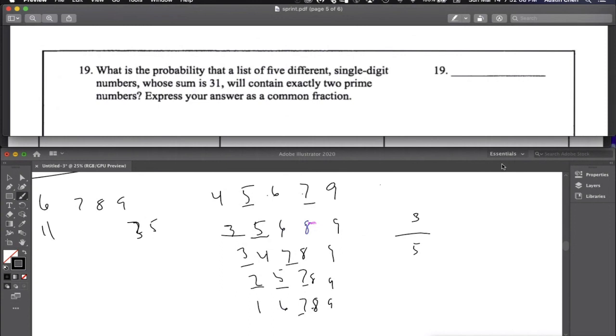So then we have 3 out of 5, our probability is 3/5. This one took kind of long because I had to talk through everything. But if you're finding the list in your head, you should just go through it faster. Right?